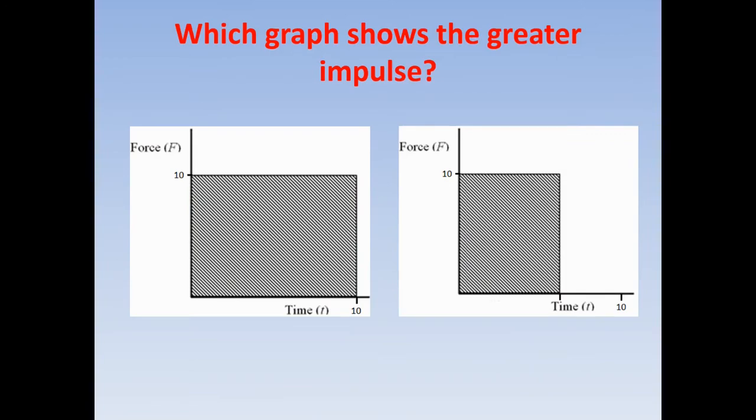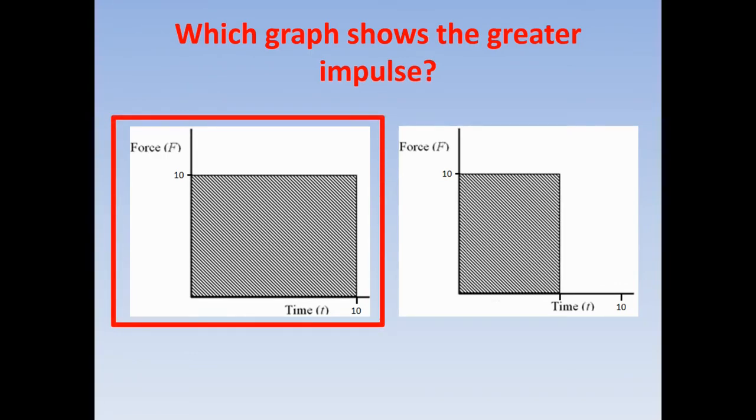So let's look at these two graphs. Which one do you think shows the greater impulse? The graph on the left has a 10 Newton force. The graph on the right has a 10 Newton force. The graph on the left has an impulse time of 10 seconds, but the graph on the right has one that's less than 10 seconds. So just looking at those two graphs, we can see that the area of that particular rectangle on the left is going to be greater than the one on the right. So it is going to have a greater impulse.